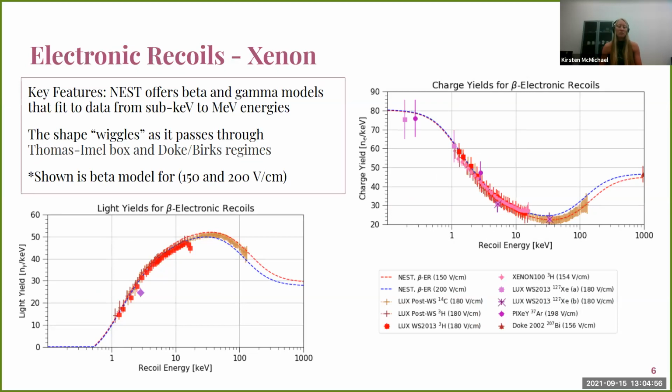For the ER models in xenon, we have beta and gamma models that fit data ranging from sub-keV all the way up to MeV energies. And shown on this slide is a beta model for both the 150 and 200 volt per centimeter fields. You'll notice that the shape wiggles as it passes through both our Thomas-Imel box and Doke-Birks regimes of our model. This is something I can probably get into more in the questions later.